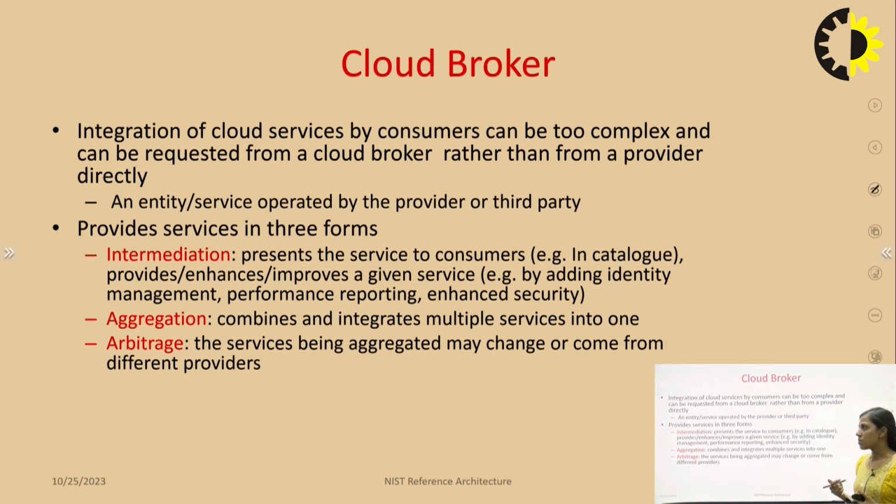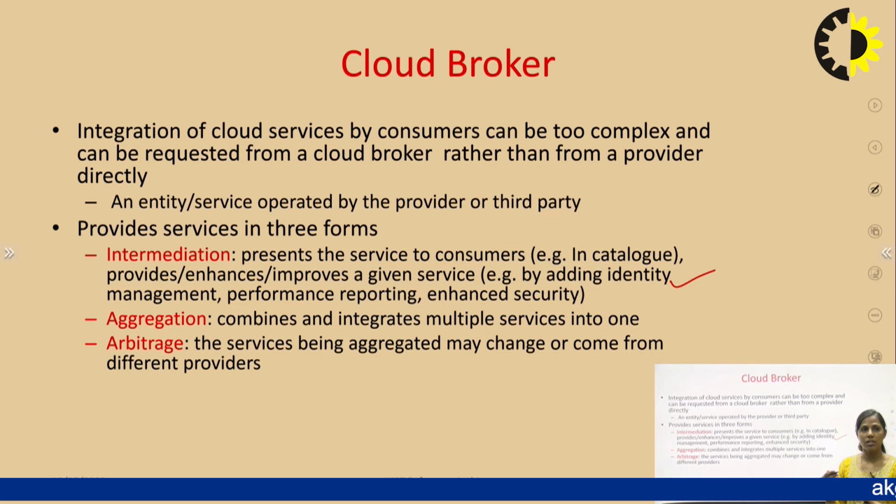It provides 3 forms, the first one being intermediation. What does intermediation do? It presents the services to the consumers, meaning through different catalogs it provides the different services. It enhances that particular service, meaning adding some identity management, increasing the performance. So by reporting different performance or enhanced security, it is providing the service to the consumer directly. Means the consumer can take the services from the provider, or it can take the services from the broker too.